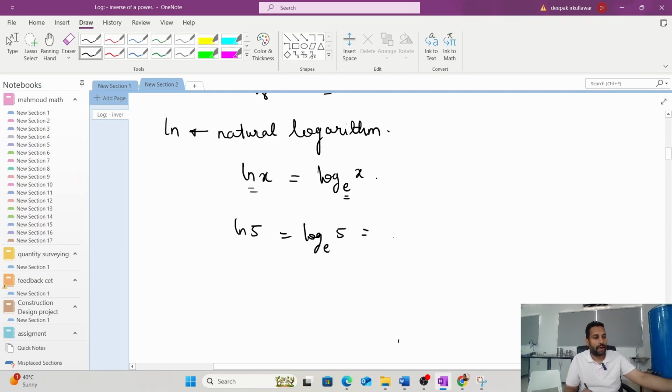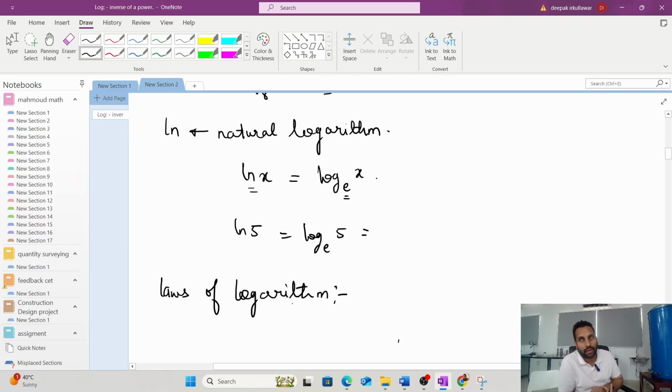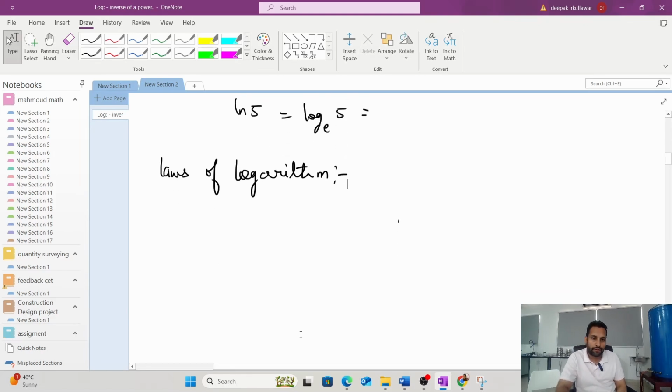Now after this there are a few laws, the laws of logarithm. Students who already know what log is and what the laws are can quickly move ahead, skip a few minutes and go directly into questions. Even in the questions, the first few are very basic. If you want to skip, you can skip and move forward. So, laws of log.